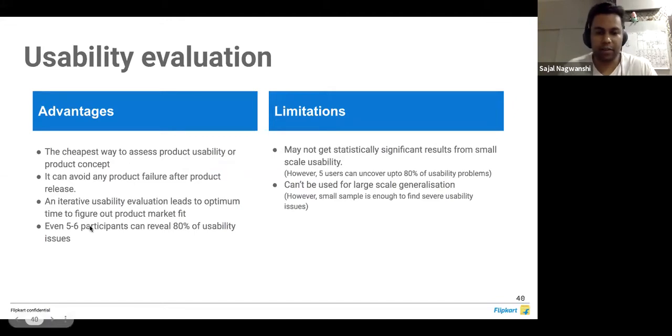Why do I say that? Because even 5 to 6 participants can reveal about 80% of usability issues. This is from one of the research papers. So one limitation is that you might not get statistically significant results, but you will get good enough results for your product to be shipped out without any major usability flaws.